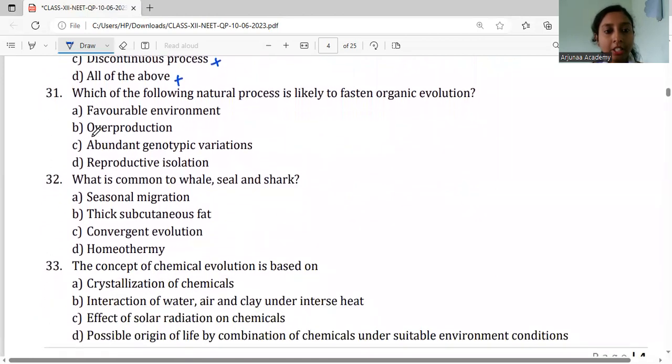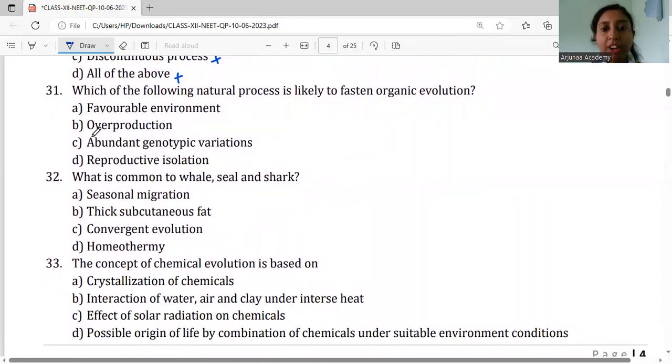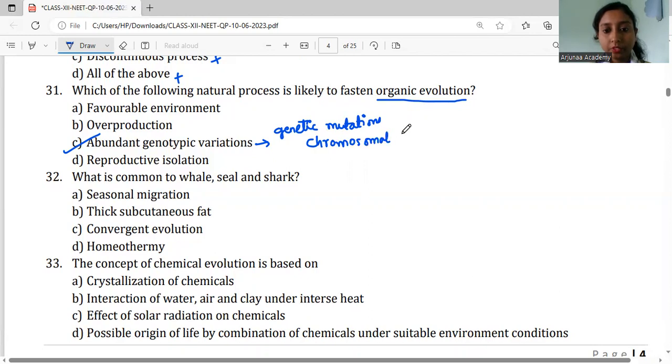Then question number 30. Which of the following natural processes is likely to fasten organic evolution? Organic evolution means the evolution of living organisms. So which of the given processes will fasten it? Here the answer is abundant genotypic variation. Genotypic variation means some changes or modifications in the genome. It can be genetic mutations, or it can be chromosomal aberrations, okay? Or it can be recombination.